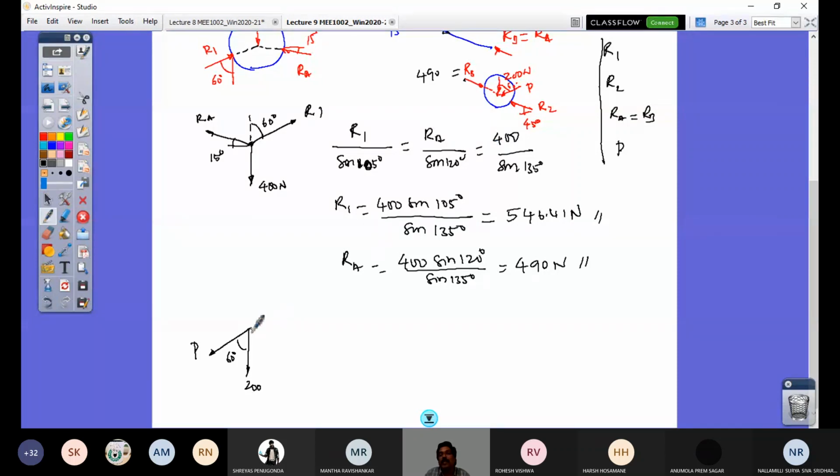What is the direction of RB? It's 15 degrees to horizontal, right? That's RB, and we just found out it's 490 Newton. Then I have R2, whose tail, if I bring it here, is inclined to horizontal at 45 degrees. That's all. So there are 4 forces now concurrent, and I can't apply Lami's theorem.